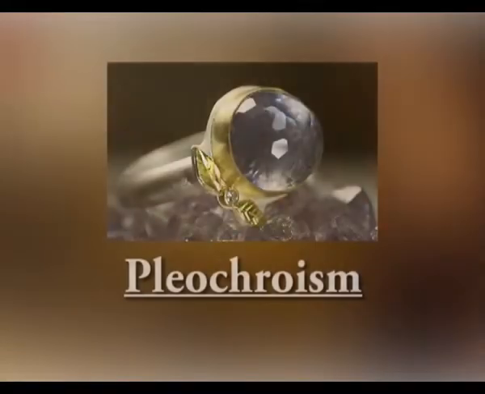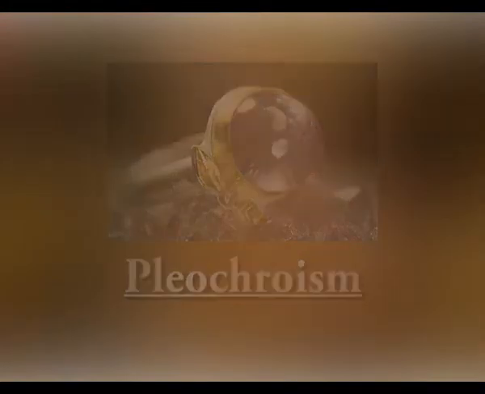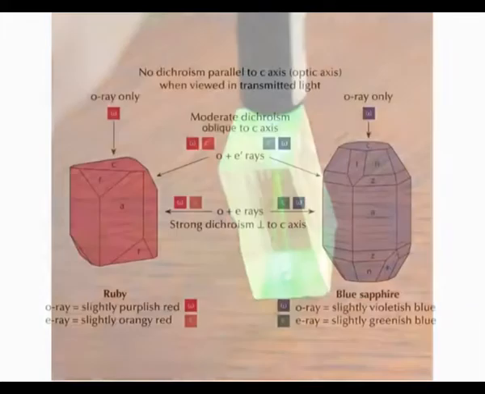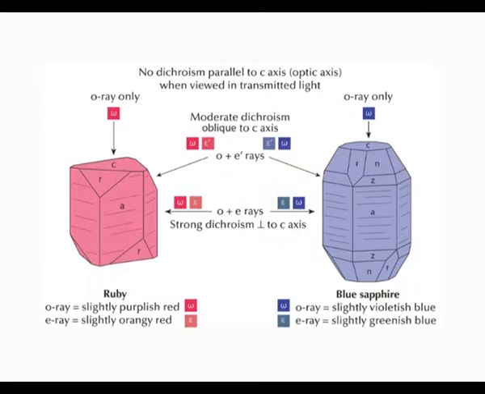Pleochroism. Since light waves are absorbed at different rates along different crystal axes of a doubly refractive gemstone, different axes can appear to be different colors. This is called pleochroism. Pleochroic gemstones may have a different color when looked at from different directions.